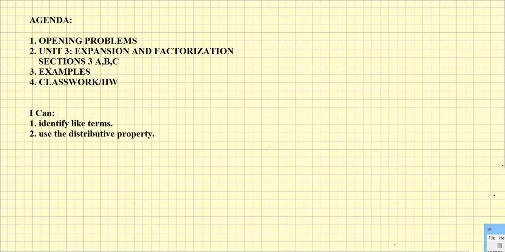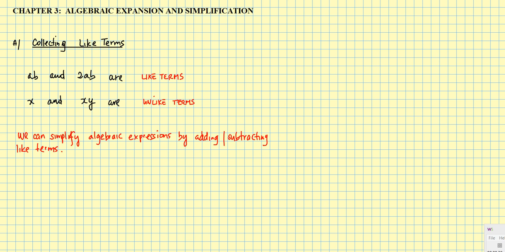Alright, so the first thing we're going to be looking at is expansion, and we're going to be looking at sections A, B, C, as well as D. So if we're looking at Chapter 3 in the MYP 9 textbook that's on your Google Drive, we're going to start looking at algebraic expansion and simplification. And the first thing we'll be looking at right now is just collecting like terms. I'm sure many of you have already done this in 7th, 8th grade, but we're just going to quickly review it.